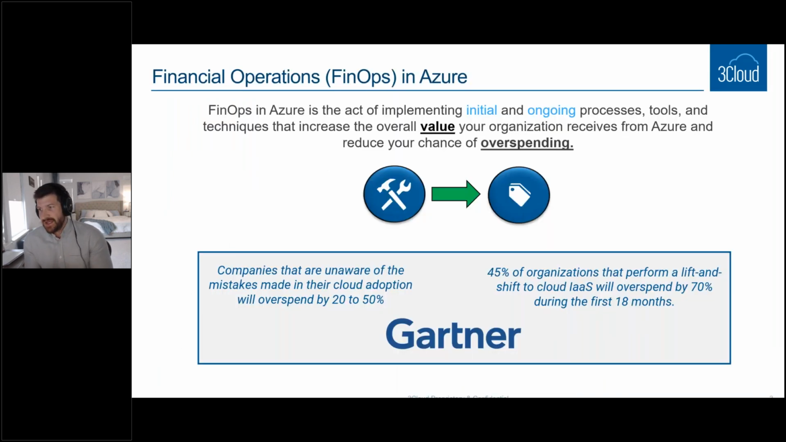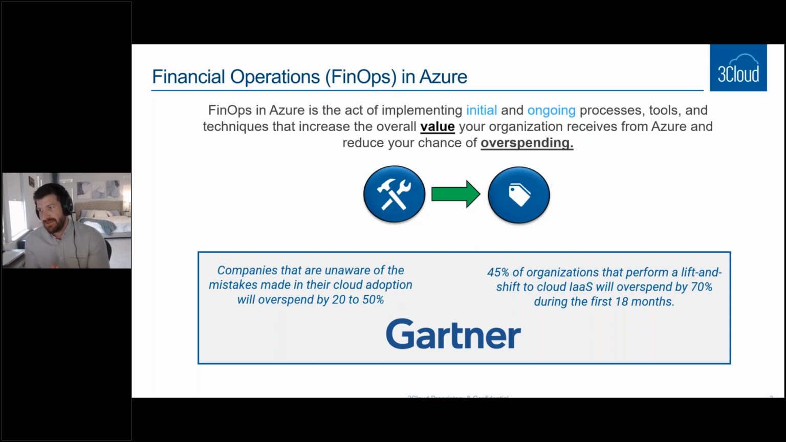So let's get the high level overview out of the way: what is financial operations in Azure? Sometimes called FinOps, but it's really the act of implementing initial and ongoing processes. So financial operations takes a concerted first step to implement, but it's also an ongoing piece. You have to continually run these processes. You have to continually run these tools because things can get out of control very, very quickly.